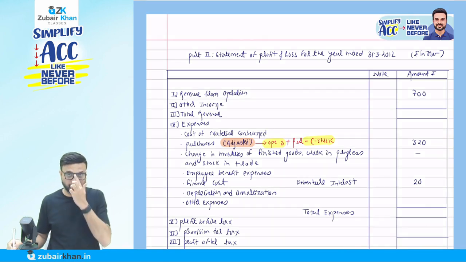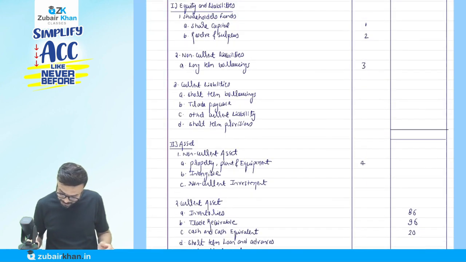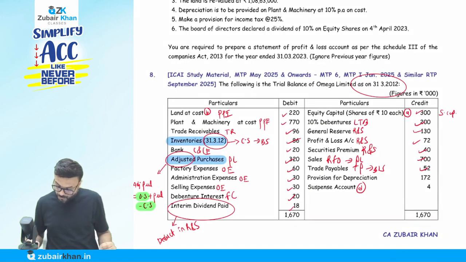Okay, simple it is. Then we have here trade payable. Trade payable will come in the balance sheet, liability 52. So in the balance sheet, trade payable will come 52. Okay, write it down there, 52. Then we have here provision for depreciation.